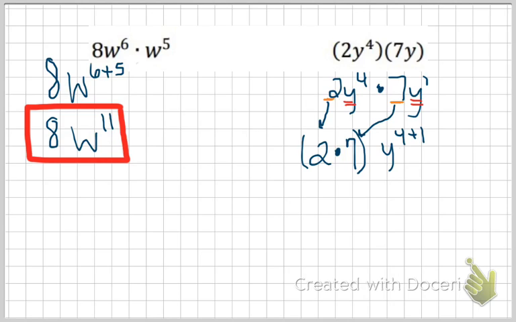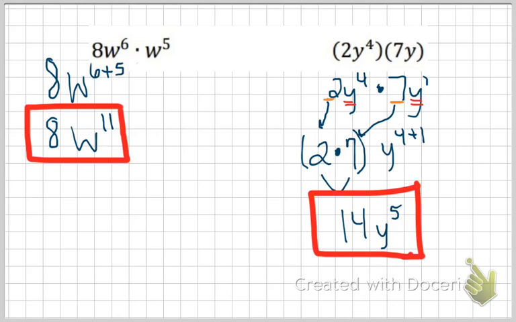So 2 times 7, we said we need to multiply. That gives us 14. The y has a power of 4 plus 1, which is 5. And we have our answer here in simplest form.